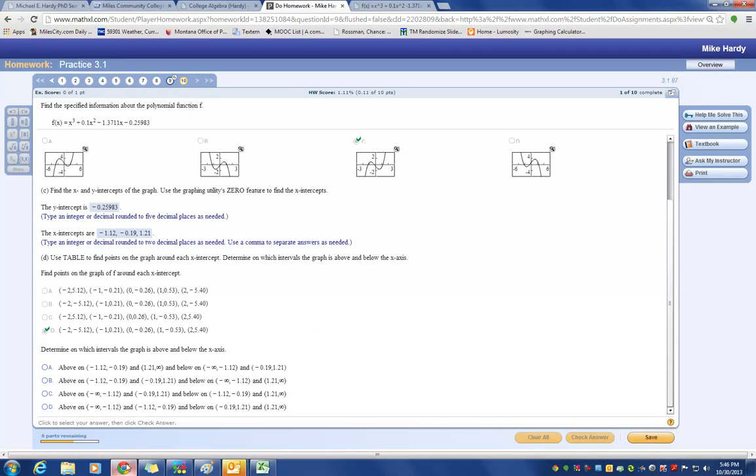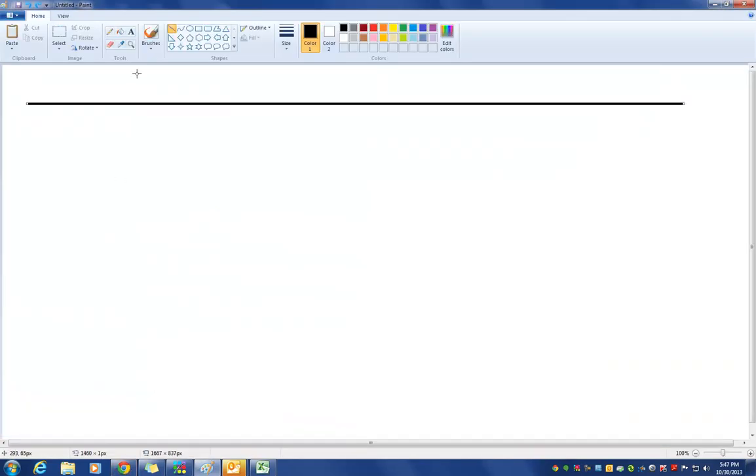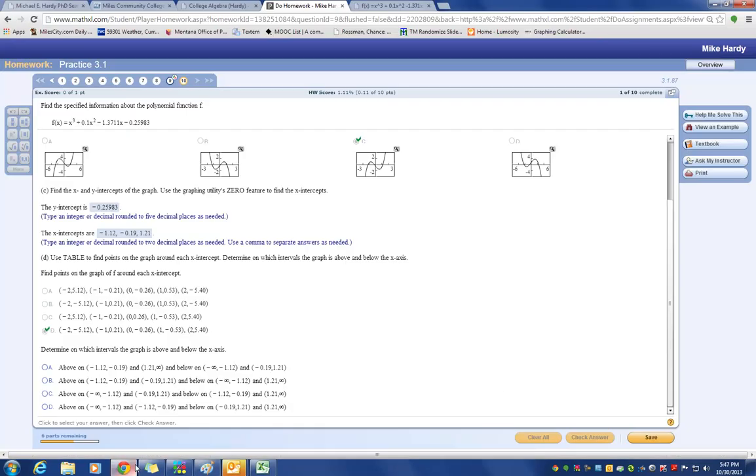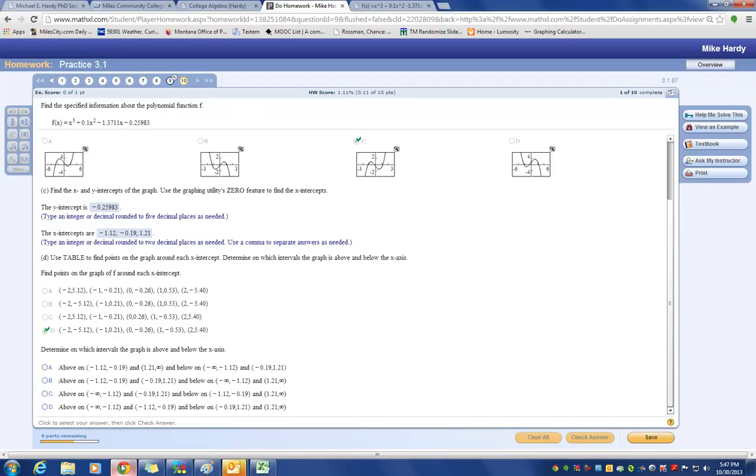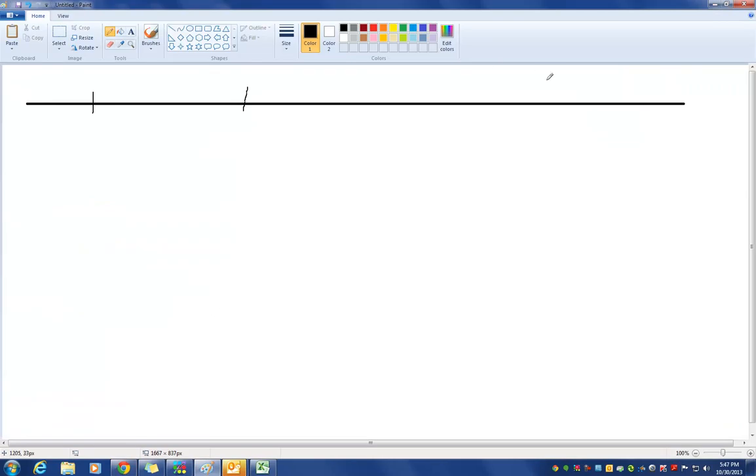And furthermore, what we've discovered earlier were that there were x-intercepts at negative 1.12, negative 0.19, and positive 1.21. So let's just kind of mark these intercepts. Negative 1.12, negative 0.19, and positive 1.21.